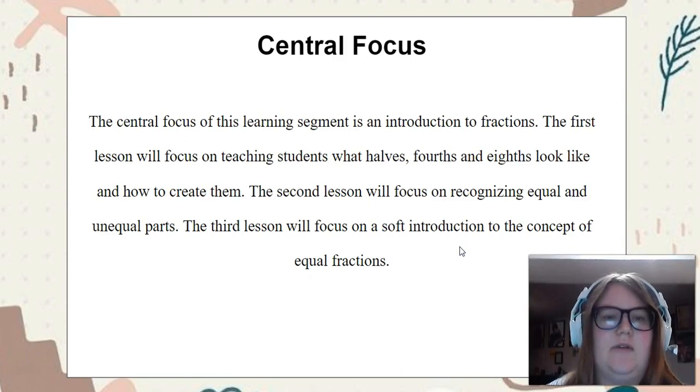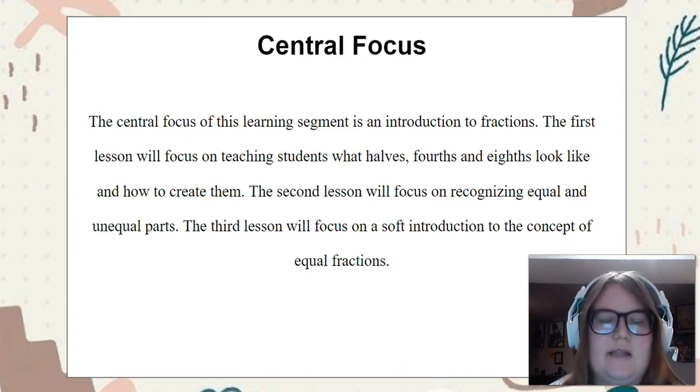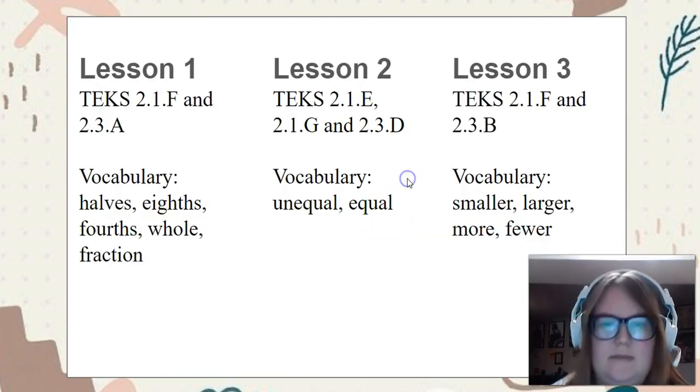We're going to start off with the planning that I did for this lesson and looking at my central focus. For this learning segment, I introduced the concept of fractions. The first lesson looked at teaching students what halves, fourths, and eighths looked like using shapes that had been pre-taught to them in lower grades, and then how to create those fractions themselves. Then we looked at recognizing what an equal and an unequal fraction or parts of a fraction looked like. And then the third lesson was a soft introduction to the concept of equal fractions.